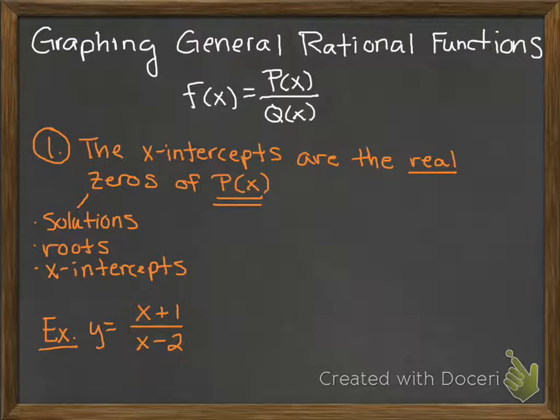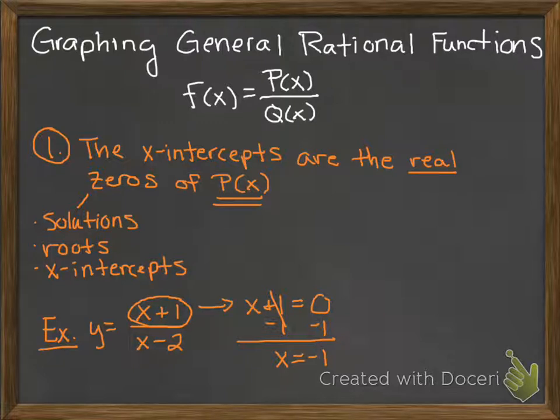So we're going to find out where the x-intercepts of this function are, and to do that, we are only going to look at the numerator. We're not even going to worry about the denominator when we do this. So I'm going to set x plus 1 equal to 0. That's how I'm going to determine my x-intercepts. To solve this equation, I would subtract 1 from both sides, and my x-intercept would be negative 1. So that's what it's talking about, the x-intercepts.